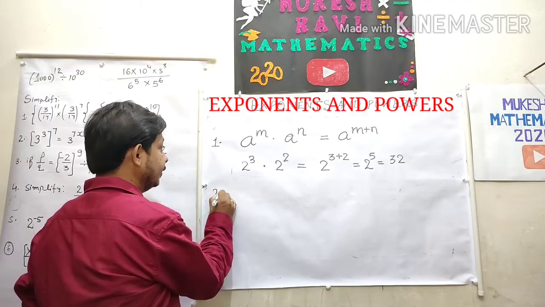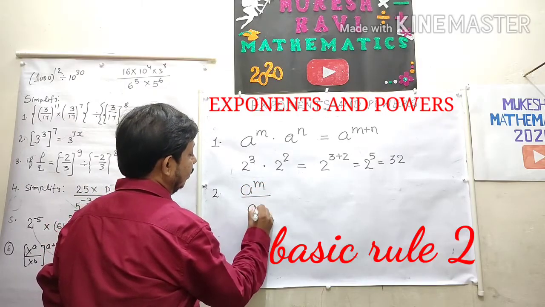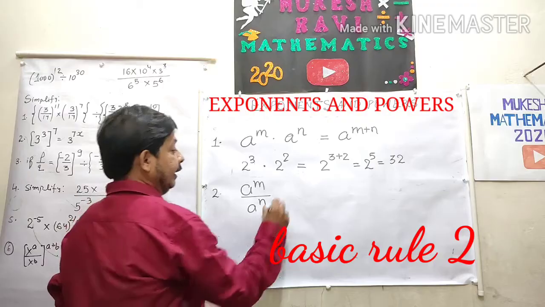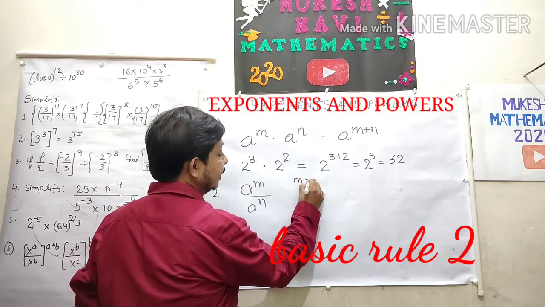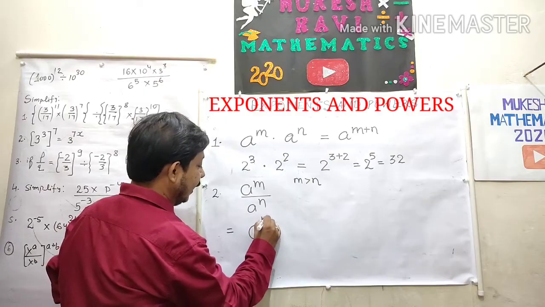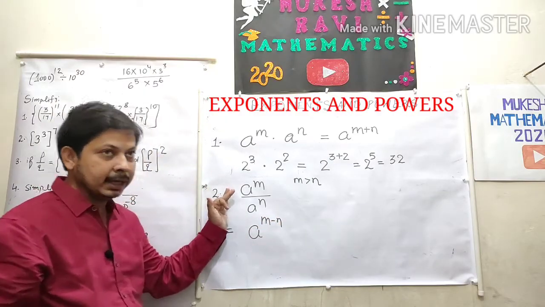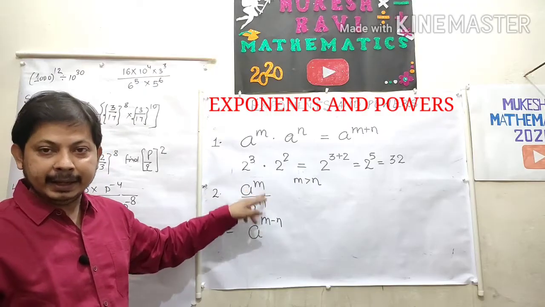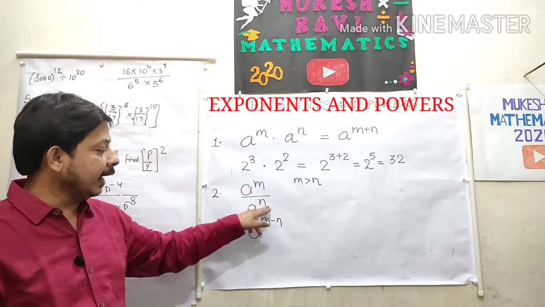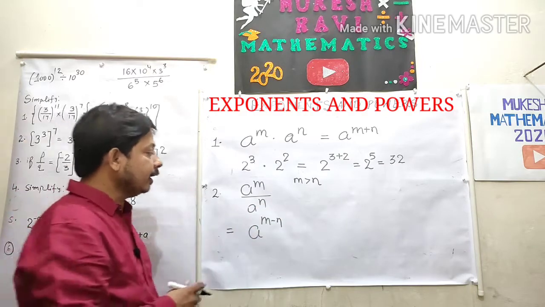Same thing in division. a to the power m above, below a to the power n. If I consider m is greater than n, so we'll write what here? a to the power m minus n. Or vice versa, if n is greater than m, so we'll write 1 upon a to the power n minus m.